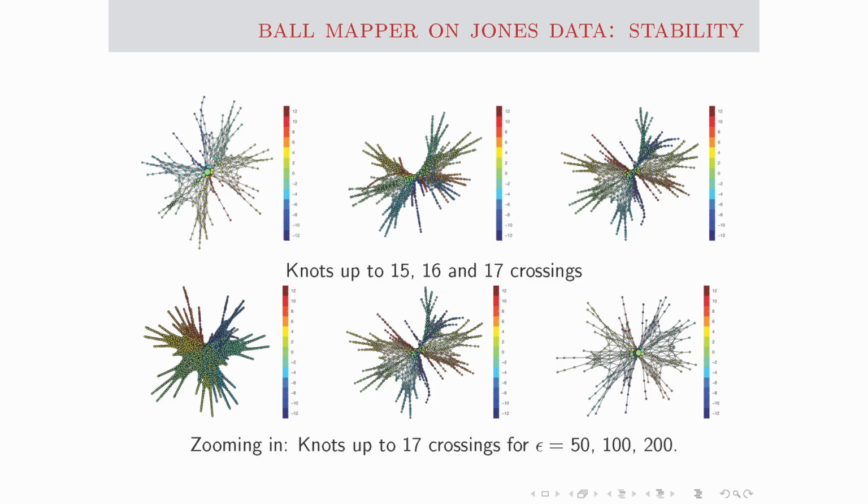So, knots up to 15 crossings, 16 crossings, 17 crossings. Let me point out that when you go from one crossing number to the next, the size of the point cloud increases roughly tenfold. So the 17-crossing knots will really dominate the point cloud once you add them. I think it's really nice that we observe a similar star-like structure. And then this is what you get when you zoom in or zoom out for different values of epsilon.